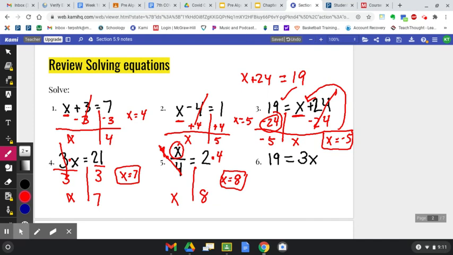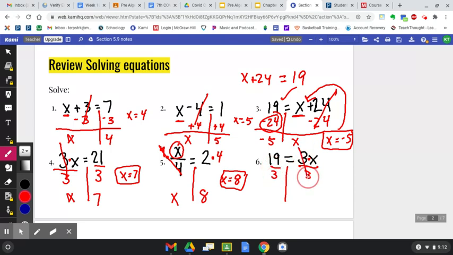Now, those were nice, neat, clean answers. We got integer values for all of them. That's not always going to be the case. If I look at number 6, here's my 3 times my variable. 3 times what number is equal to 19? Well, I know that 3 times 6 is 18, and 3 times 7 is 21. So it's in between 6 and 7. So 3 times x, the inverse of that would be to divide.